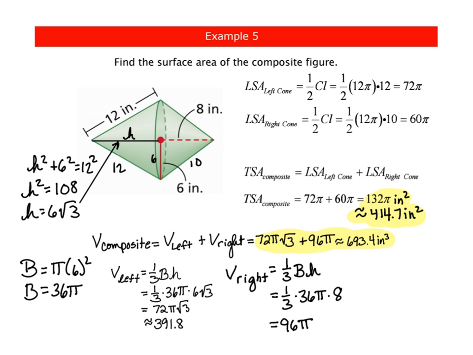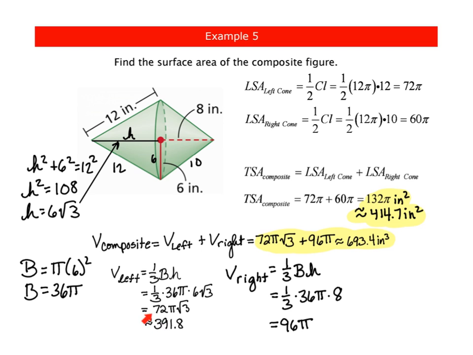Next, I found the volume of my composite figure. To find the volume, I added the volume of my left cone to the volume of my right cone. And in this case, I needed to know the area of the base. The area of my base is pi r squared, or 36 pi. I also needed to know the height of my left pyramid. So you'll notice I used this triangle inside here. Height squared plus leg squared, 6 squared, radius squared equals hypotenuse squared. So I solved for h. When I did that, I got 6 root 3.